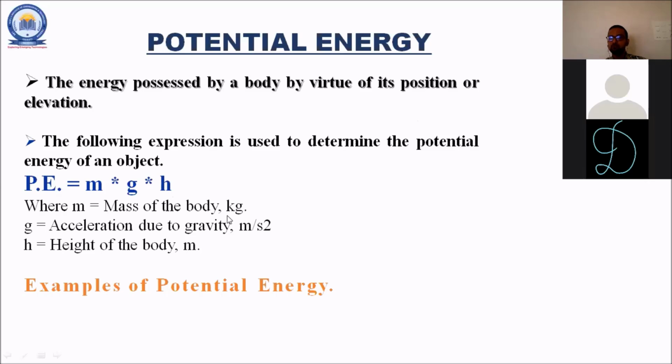Here m is the mass of the body in kg, and g is the acceleration due to gravity, which you are aware of, in meters per second squared. The value is 9.81 meters per second squared. h is the height of the body, because we are considering the elevation, and height is considered in meters. Again, similar to the kinetic energy, can you give me some examples of the potential energy?